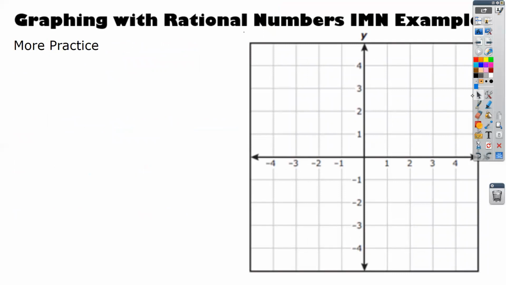And you do have an extra grid at the bottom of your page if you choose to use it to practice with, or if you and your partner at your table want to practice graphing some halves and things like that.